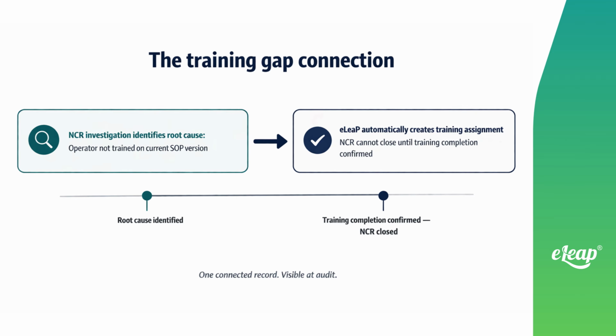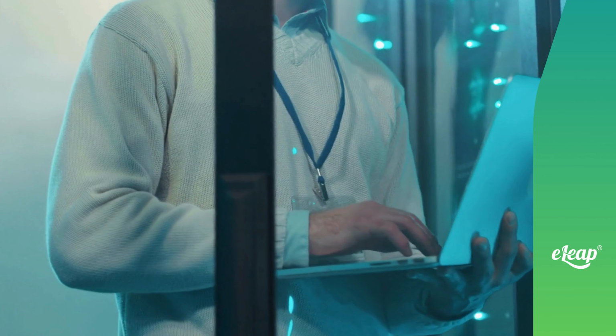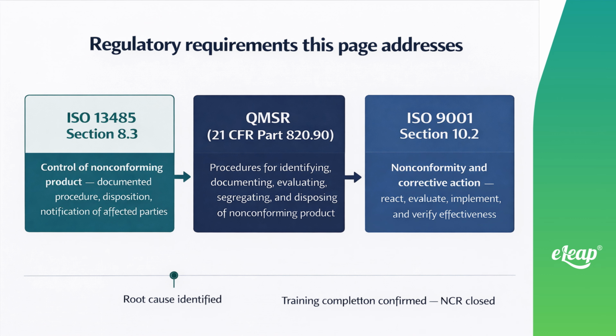The non-conformance record, the root cause, the training assignment, and the completion evidence are one connected record, visible at audit, not manually assembled before inspection. eLeaP connects every stage of the NCR process in a single system. The platform addresses non-conformance management requirements under ISO 13485 Section 8.3 QMSR and ISO 9001 Section 10.2. All 3 frameworks, one system, one audit trail.